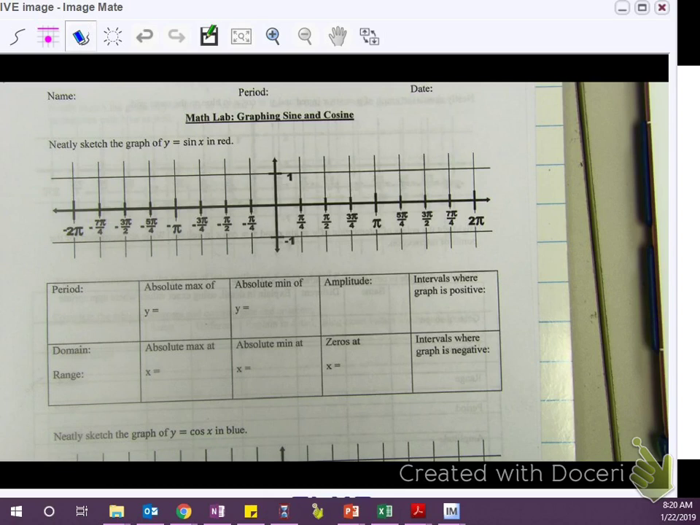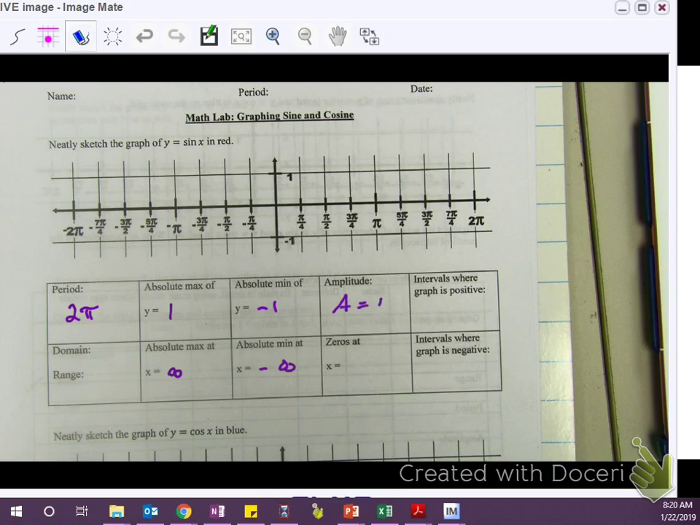So the period is 2 pi. The absolute max of y is 1, negative 1. The absolute max of x is positive infinity, and the minimum is negative infinity. Isn't it 1 and negative 1? Oh, no, for x, never mind. Yeah. And then the amplitude is, wait, what?